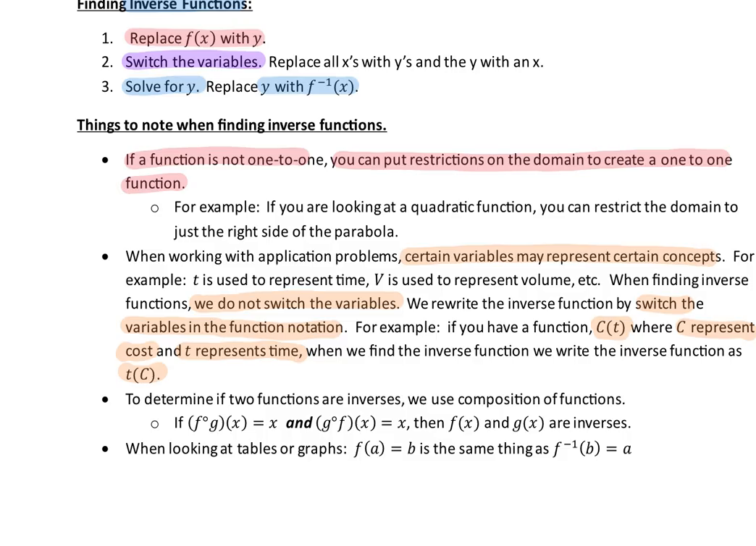Now, some of this stuff we have talked about in previous courses. The new thing that we're going to add is we want to be able to determine if two functions are inverses. And in order to do this, we use composition of functions. If f of g of x is equal to x, and g of f of x is equal to x, then f of x and g of x are inverses.